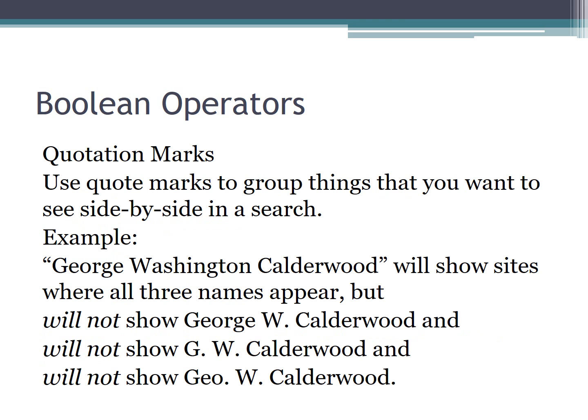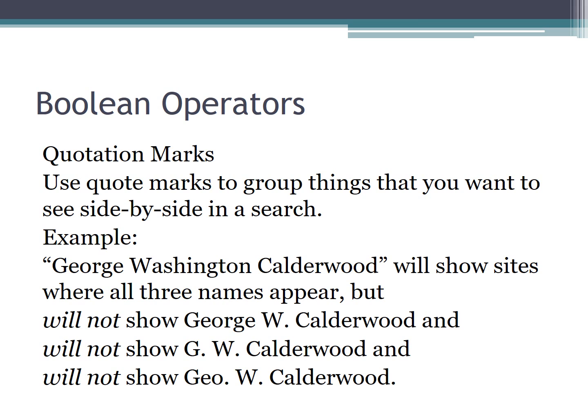One of the most common ways to find information in a better, more efficient way is to use quotation marks. I use quotation marks to group around things that I want to see side by side in a search. So, for example, if I want to find something about one of my ancestors, George Washington Calderwood, if I put that in quotation marks, it shows sites where all three of those names appear.